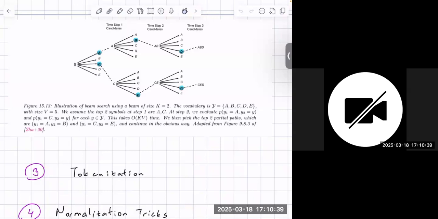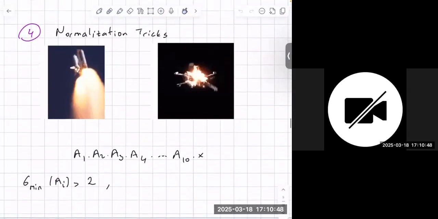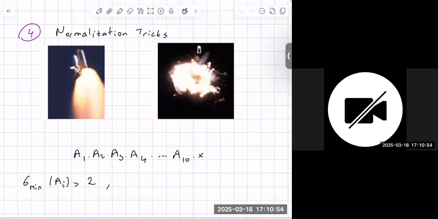Okay, I hope now tokenization is more concrete after you saw how it looks. And of course, there are normalization tricks. So things can explode instead of going like a rocket.